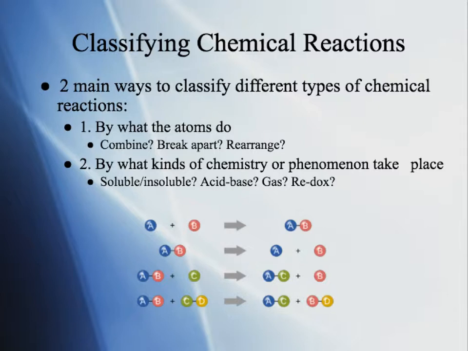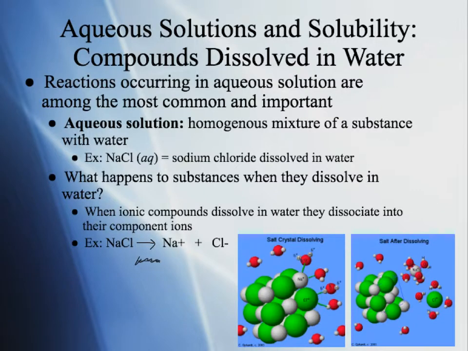When you took regular chemistry, we were mostly talking about number one, by what the atoms do: combining, breaking apart, rearranging. You remember those were single replacement, double replacement, synthesis, and decomposition. Here in dual chem, we're going to talk about both kinds: what the atoms do and the kind of chemistry that it takes part in some chemical reactions.